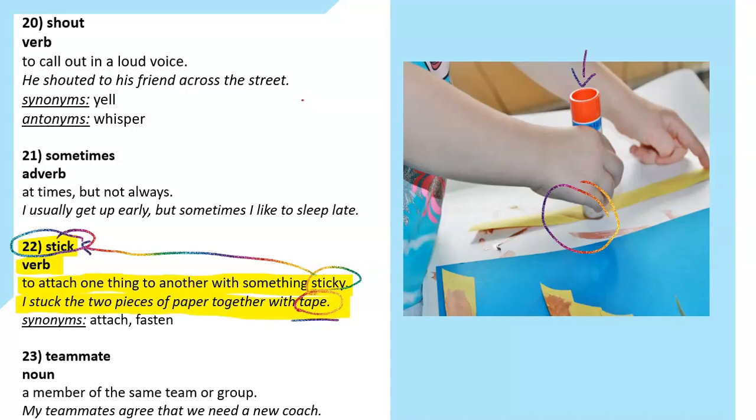What are some things that you can stick together using glue or tape?